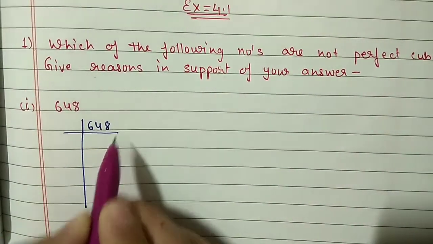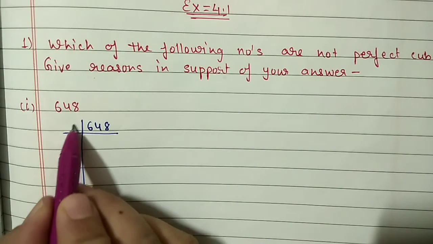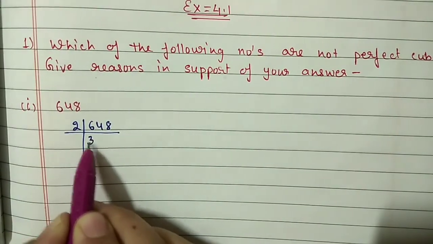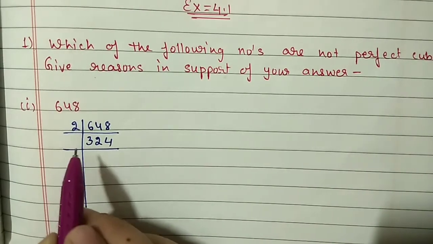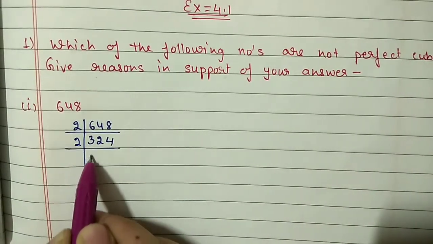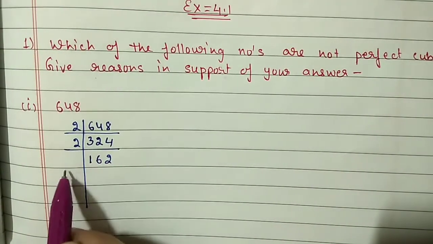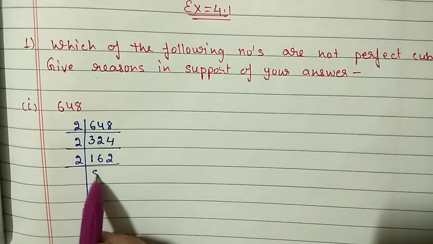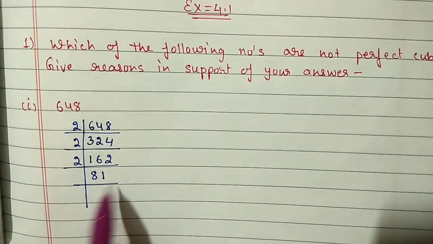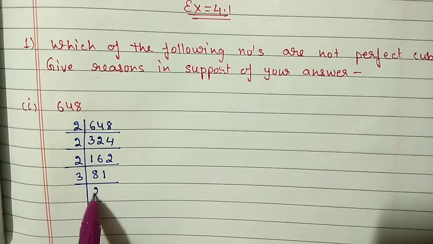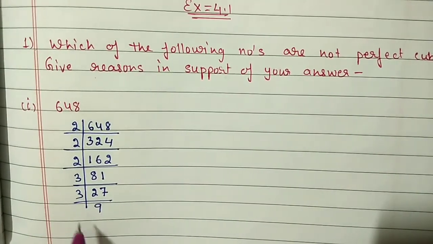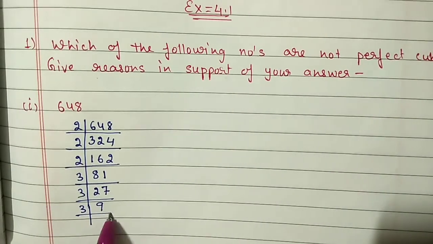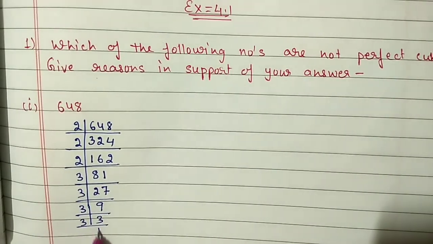For prime factorization, always use the prime numbers. So we will start with 2: 2 3s are 6, 2 2s are 4 and 2 4s are 8. Again it will go with 2, 2 1s are 2, 2 6s are 12 and 2 2s are 4. Then 2 8s are 16 and 2 1s are 2. 3 2s are 6 and 7s are 21. Then 3 9s are 27. 3 3s are 9 and 3 1s are 3.